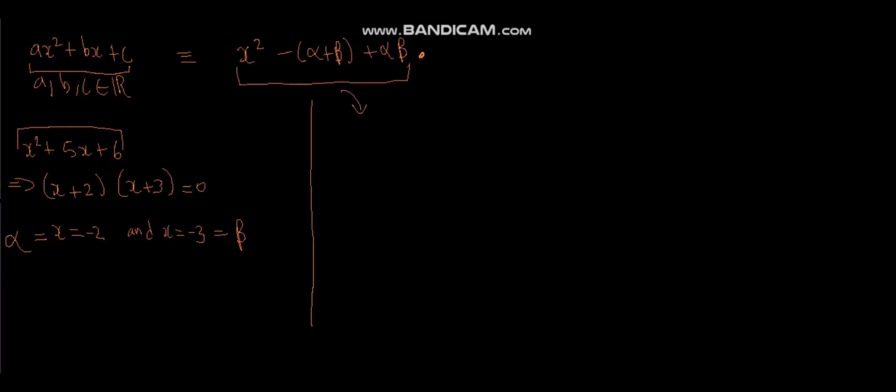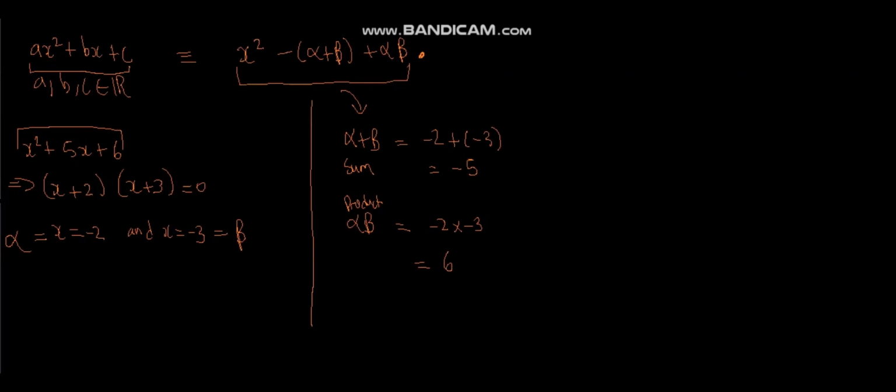So we need to find alpha plus beta. Now this is the sum of the roots. So minus 2 plus minus 3 is minus 5. And alpha beta is the product of the roots. Alpha beta is minus 2 multiplied by minus 3, which is 2 3's are 6, minus by minus is plus, so we get 6.